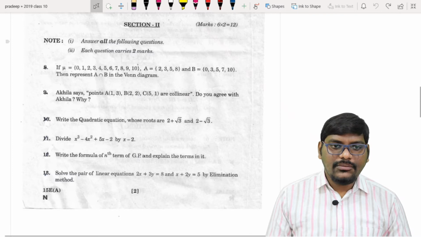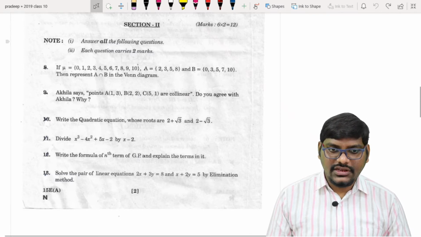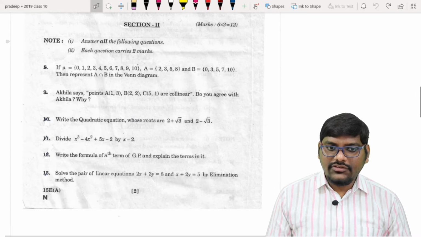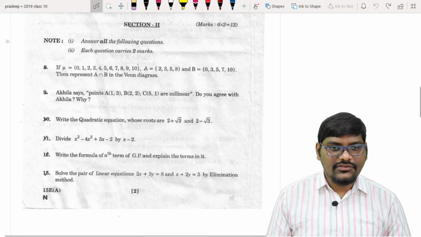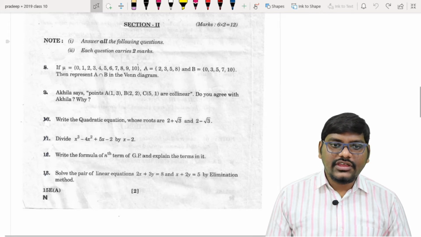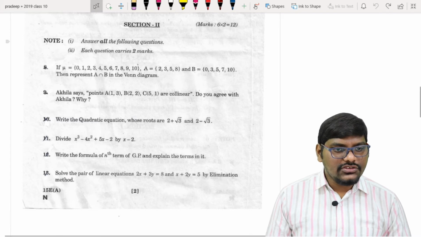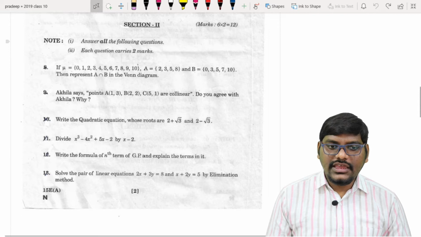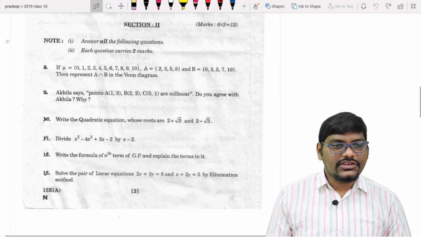8th question, if μ = {0, 1, 2, 3, 4, 5, 6, 7, 8, 9, 10}, A = {2, 3, 5, 8} and B = {0, 3, 5, 7, 10}, then represent A ∩ B in a Venn diagram. Right? So let's see the 9th one. Akila says points A(1, 3), B(2, 2), C(5, 1) are collinear. Do you agree with Akila? Why?